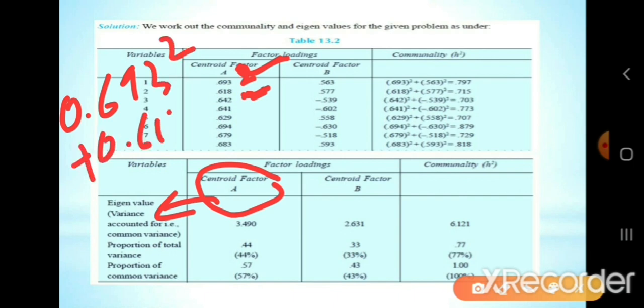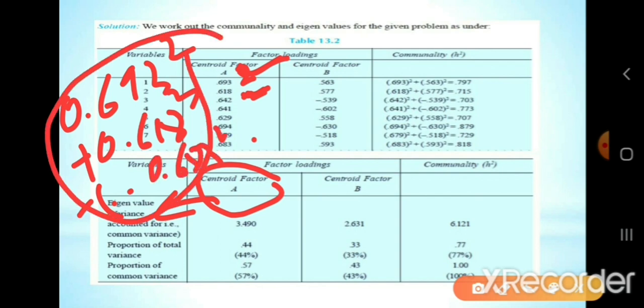we will calculate the eigenvalues. The eigenvalue of each centroid factor will be calculated by adding the square of each factor variable. So for centroid factor A, the eigenvalue will be calculated by the summation of all its variables' squares, like 0.693 square plus 0.618 square up to 0.683 square, which will give us the eigenvalue of centroid factor A.